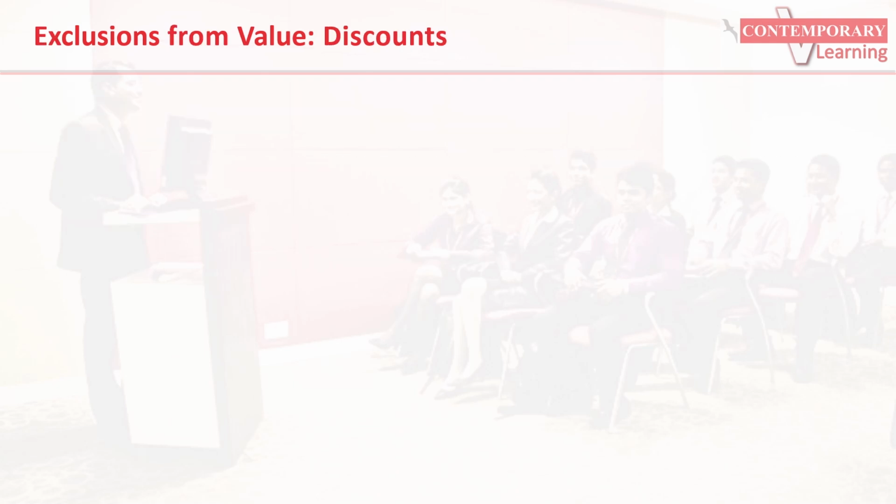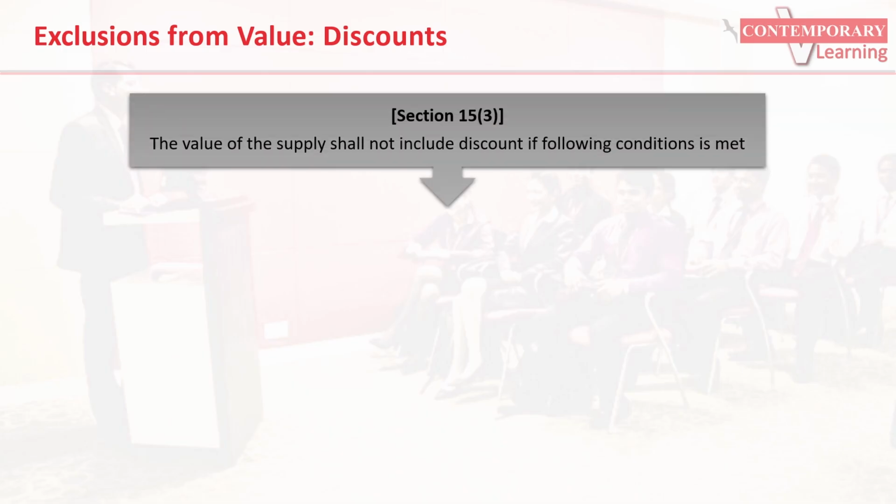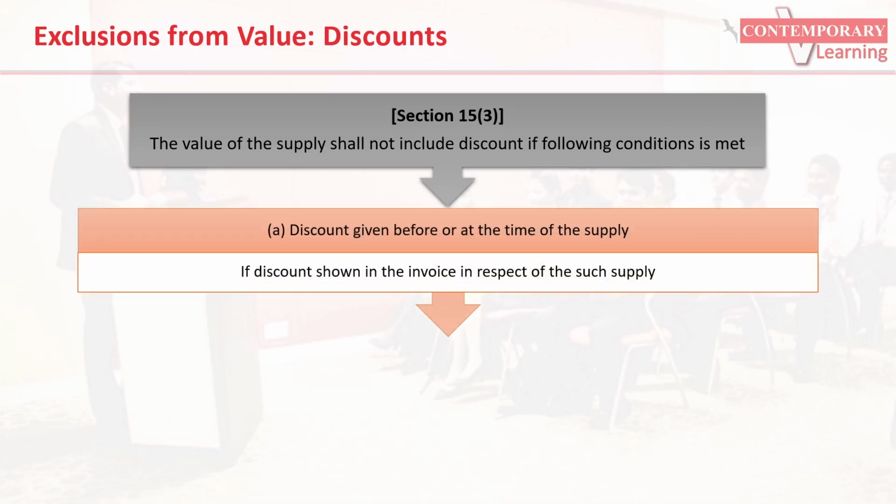Now let's understand when discounts can be excluded from the value of supply. This is governed by Section 15(3) and has specific conditions. For discounts given before or at the time of supply, they can be excluded if the discount is shown in the invoice for that supply. This is straightforward. For discounts given after the supply, the conditions are stricter.